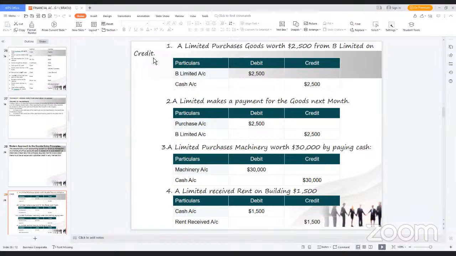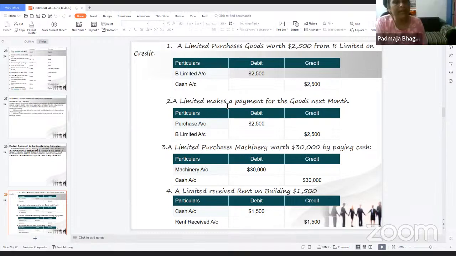Yes, ma'am. So here, A Limited makes a payment for the goods next month. Means when he is purchasing the goods, at the same moment he is not paying, because he has taken the goods on credit. He is paying in the next month. So what entry do you write? Purchases account debit to B Limited. B is giving the goods, so B has to get the amount.